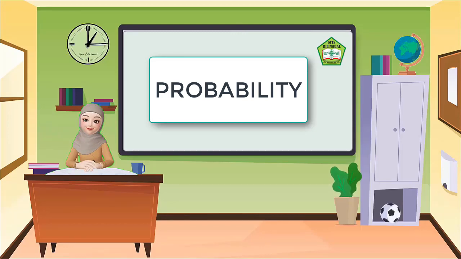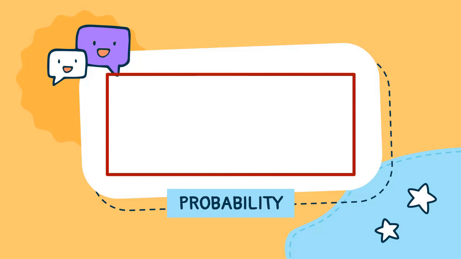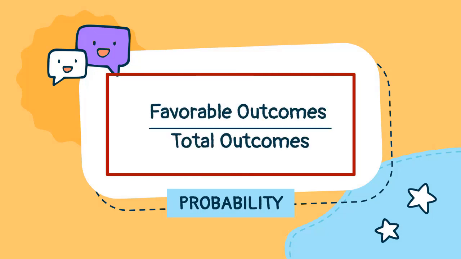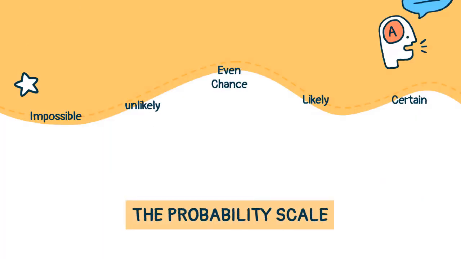Today we will study about probability. Probability is the ratio between favorable outcomes and total outcomes. Here are the probability scale.